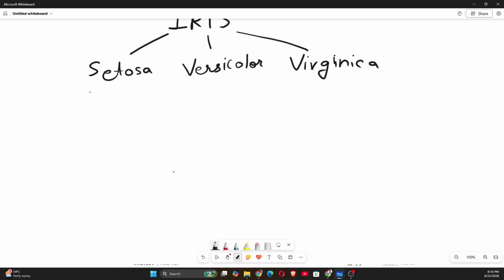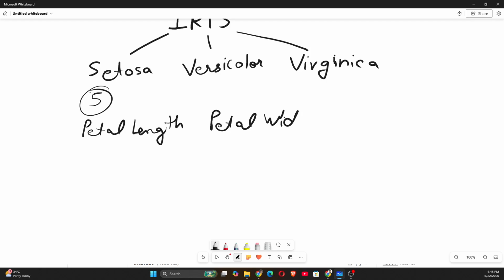Don't worry about that. In the dataset, we have been given 5 columns. We have been given petal length, the first column. Then petal width. Then sepal length. Sepal width.